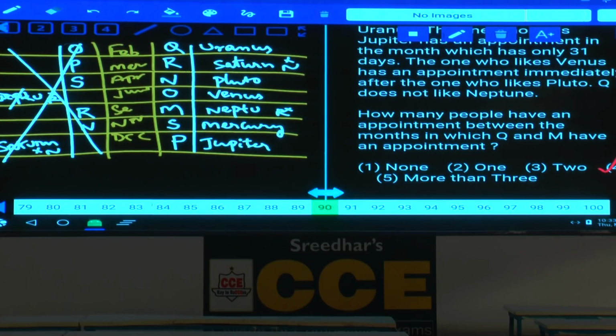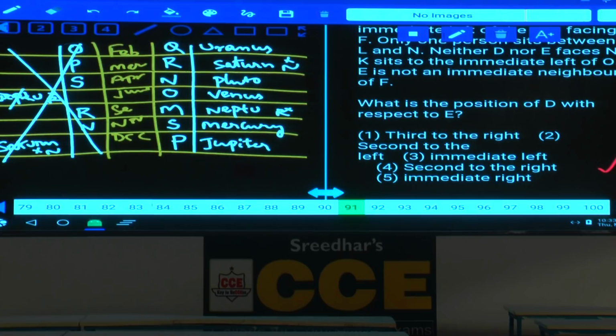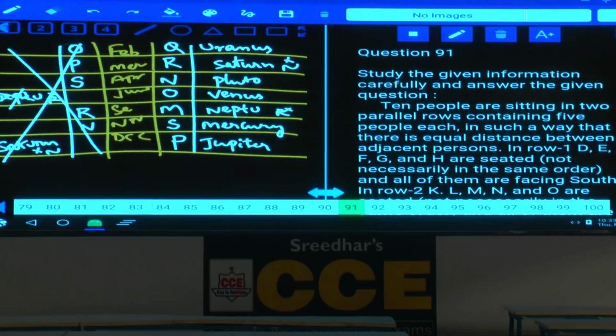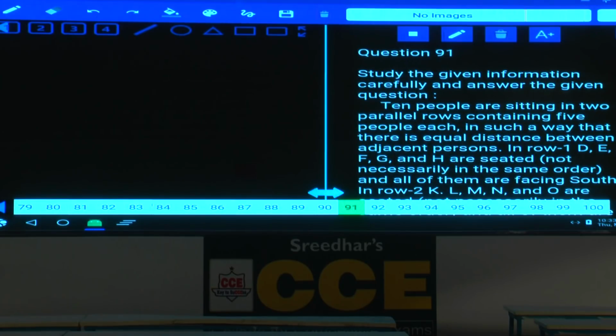Clear now? Then 91 to 95. Now in these question numbers 91 to 95, tell me what is the information here. In total, 10 people are seated in 2 parallel rows containing 5 people each in such a way that there is equal distance between adjacent persons. In row 1, D, E, F, G, H are seated and they are facing towards south. Now this is row 1. D through H are the persons in row 1.